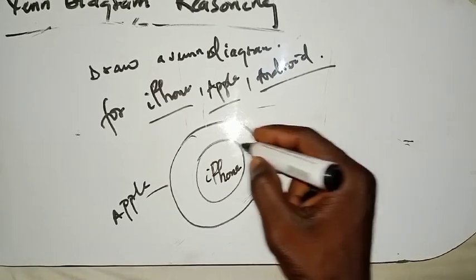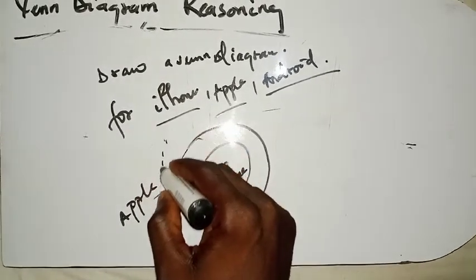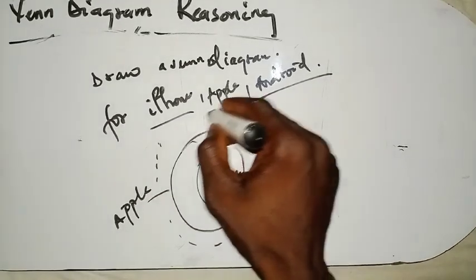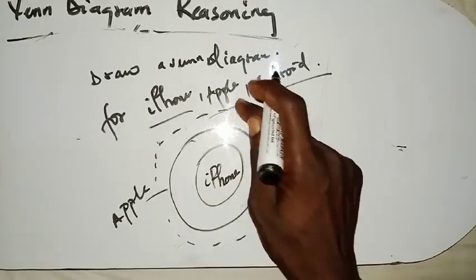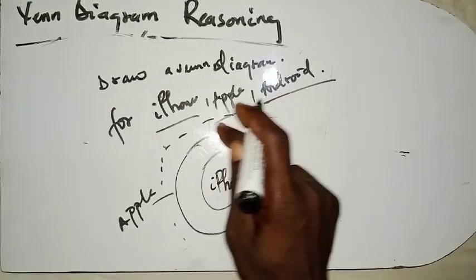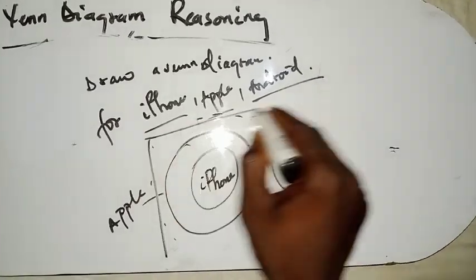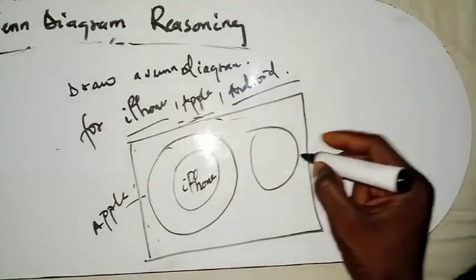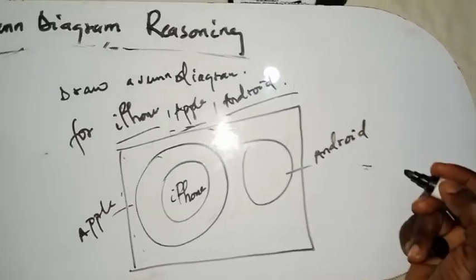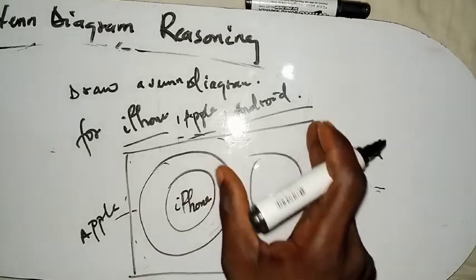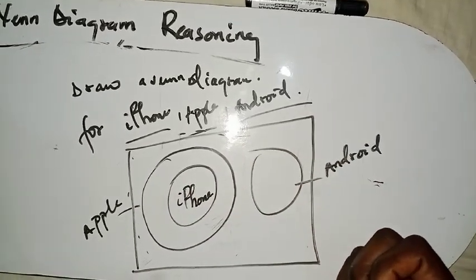So what about the Android? Maybe someone will do it like this, but this is how it's supposed to be, because Android is not part of the iPhone institution. So Android goes somewhere like this. This is how your Venn diagram should look. Does it make sense? That is how the connection between these can easily be seen. That is what we are calling the logical reasoning behind it.